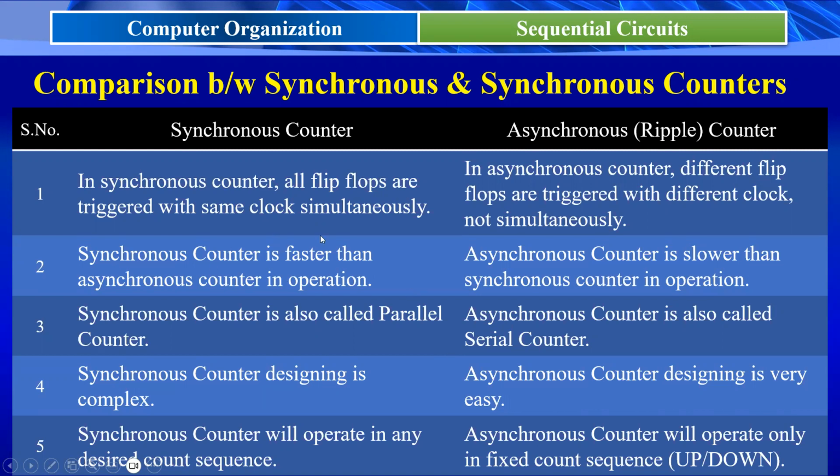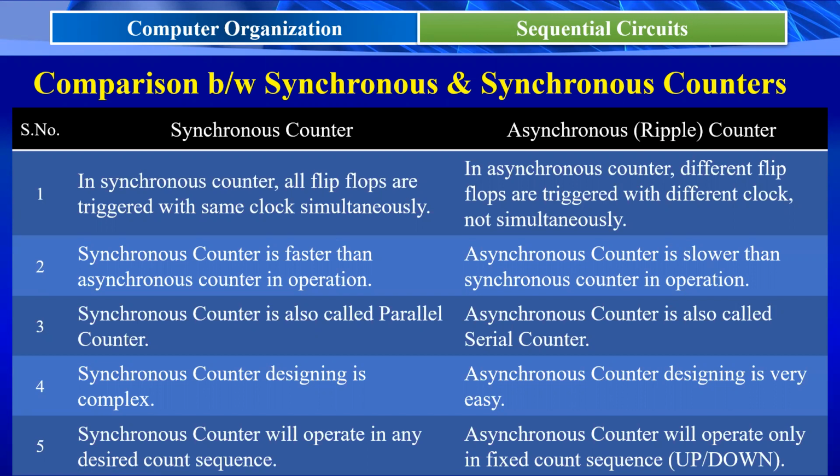Now I would like to see the comparison between synchronous counters and asynchronous counters. We know that an asynchronous counter can also be called a ripple counter. The first point: in a synchronous counter, all flip-flops are triggered by the same clock pulse applied simultaneously. All of them get the clock pulse from a common source. That means all flip-flops are active simultaneously.